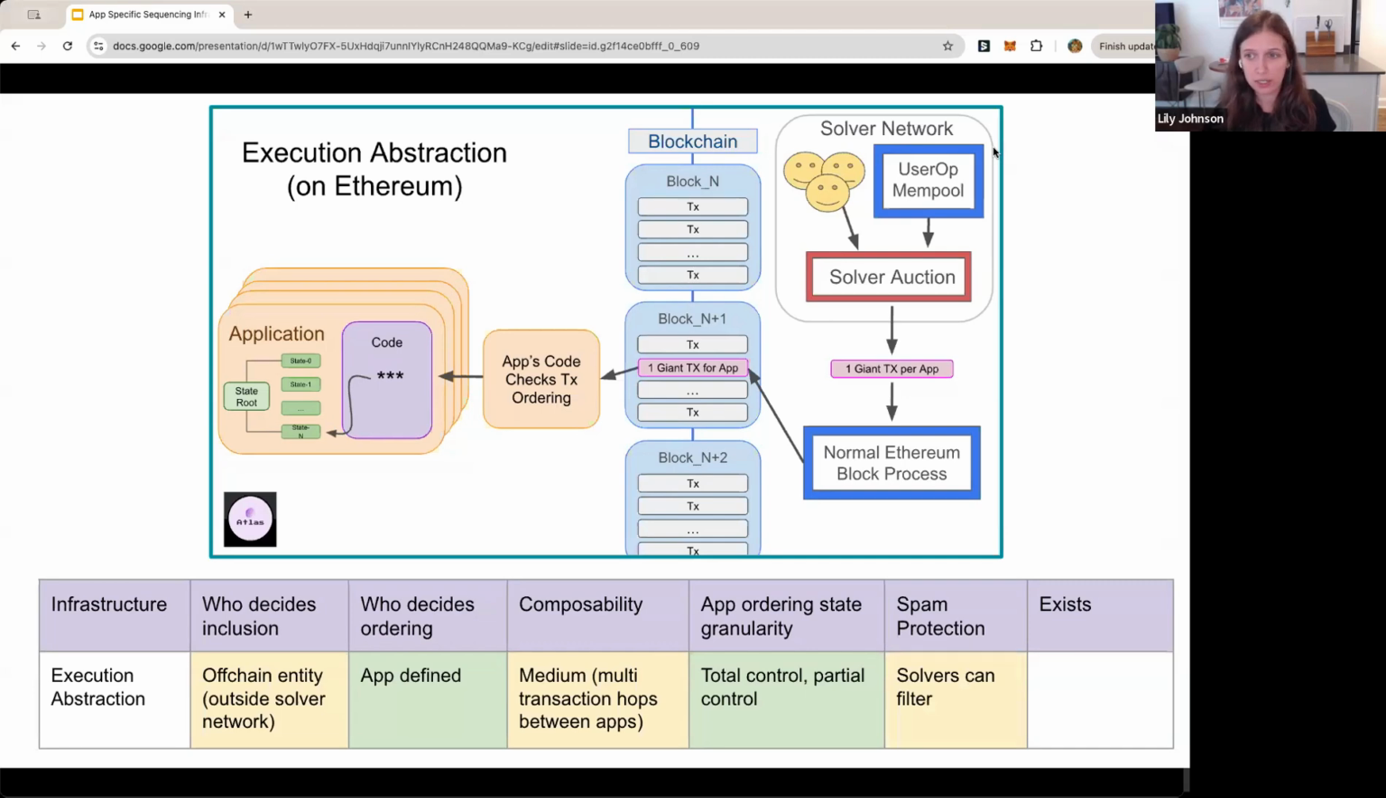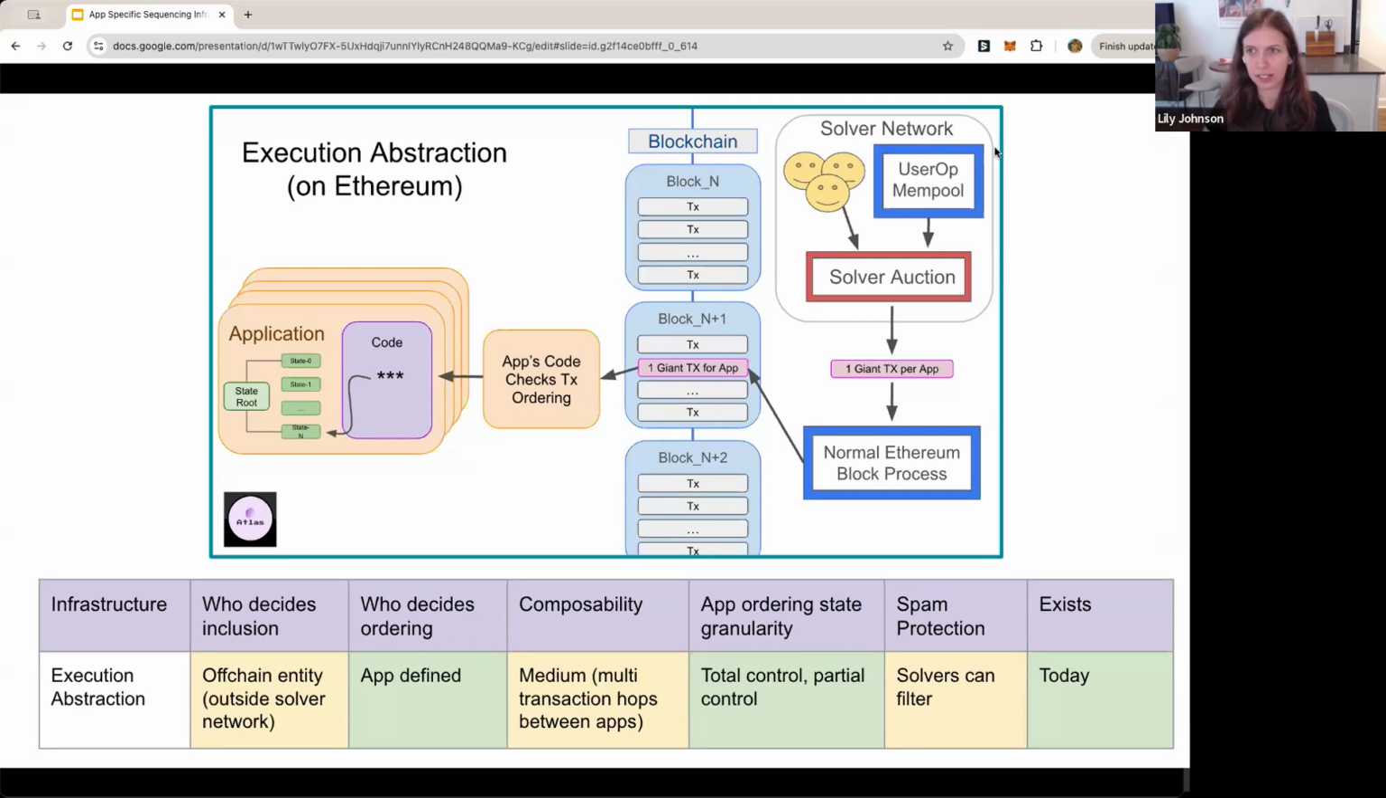In terms of spam protection, yeah, the solver network can do filtering, which is nice. And yeah, this does exist today. I think you can use the Atlas EVM today. Maybe I'm 90% sure that they're live. I know that other applications are building their own solver networks to do this. I know that Astria Labs have an architecture that looks similar to this as well.